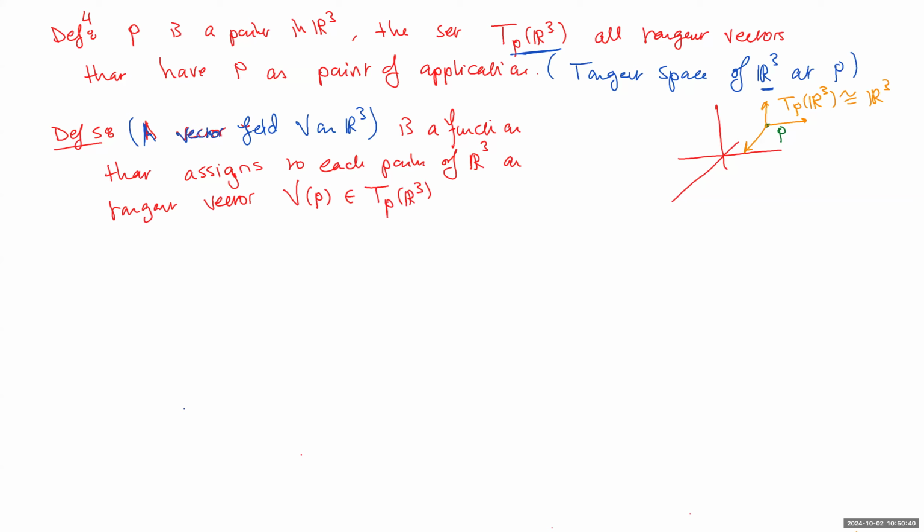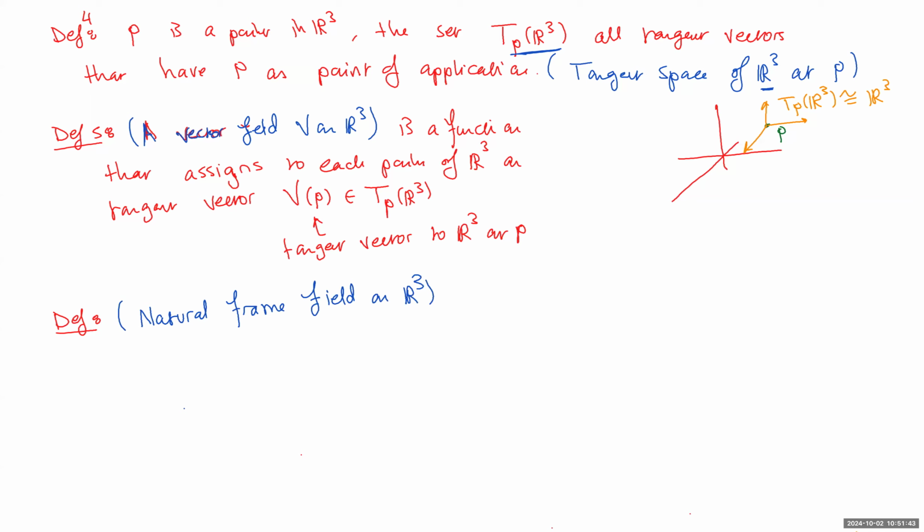So V_P is a tangent vector to R3 at P. And now we will define the natural frame field. Yes, this is important here. These are specific vector fields.